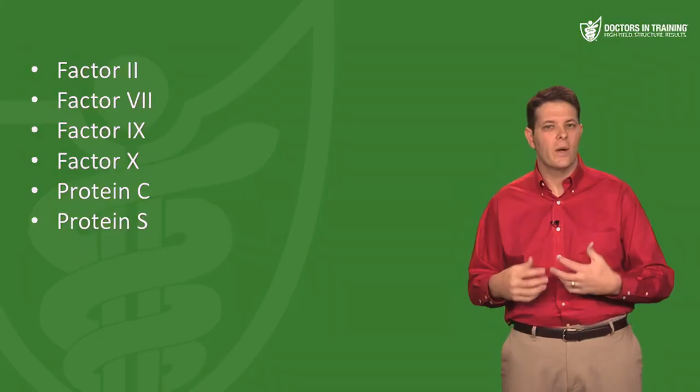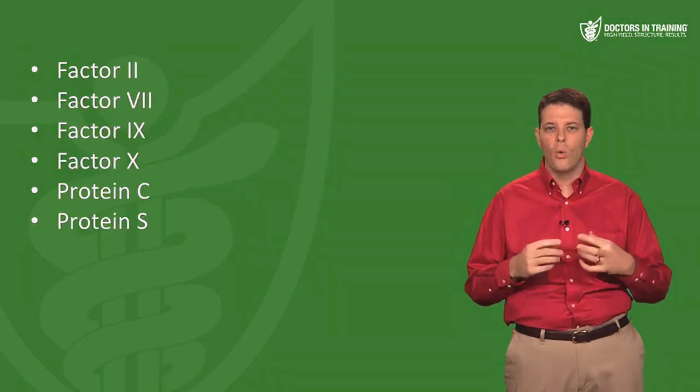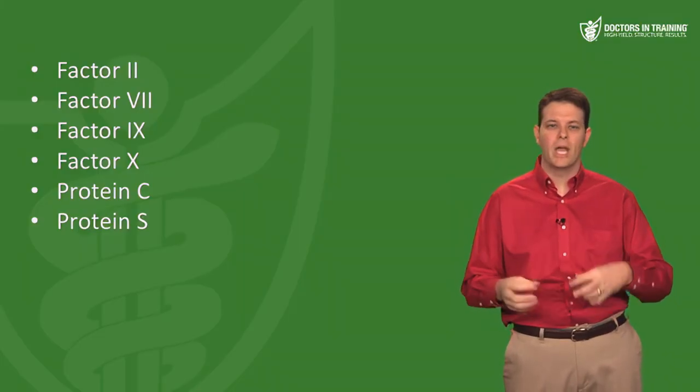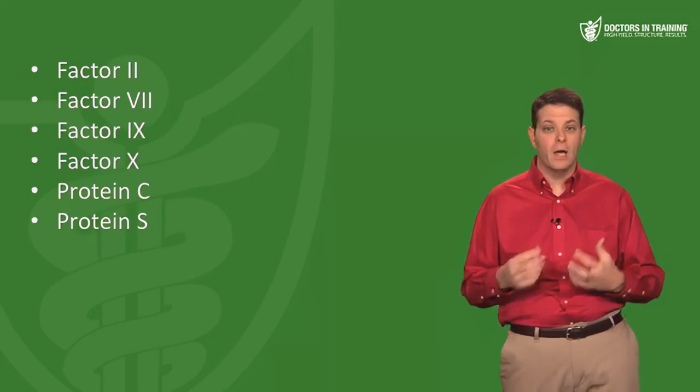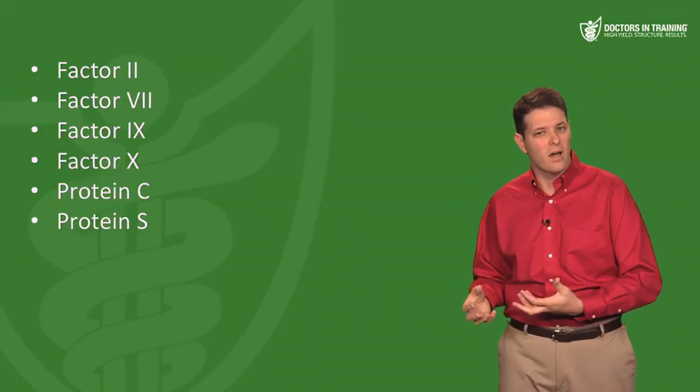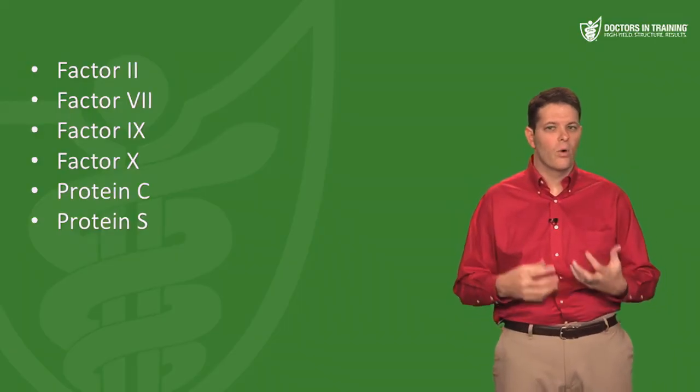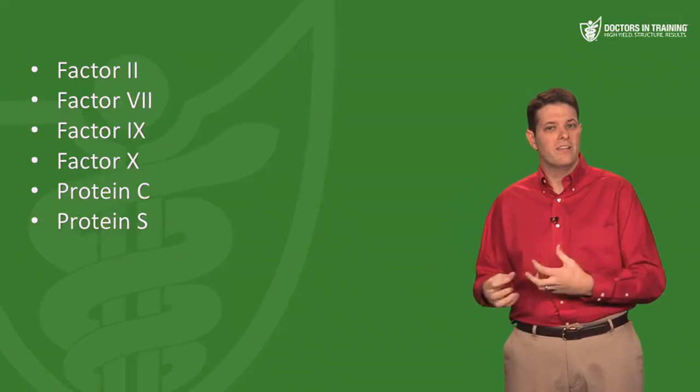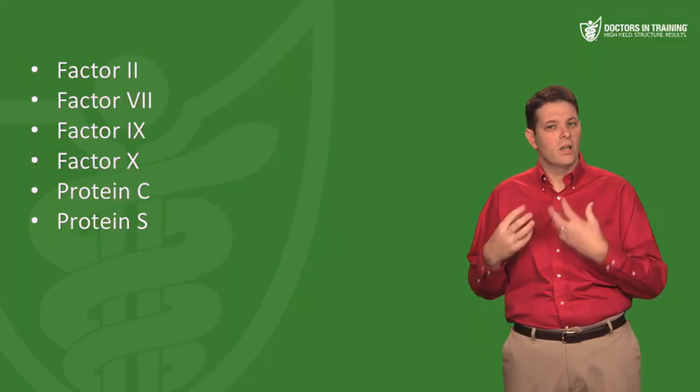So by inhibiting the coagulation factors 2, 7, 9, and 10, warfarin will inhibit coagulation and reduce clot formation. But by inhibiting protein C and protein S, warfarin transiently increases clot formation. And unfortunately, warfarin inhibits production of protein C and protein S more rapidly than it does the clotting factors.